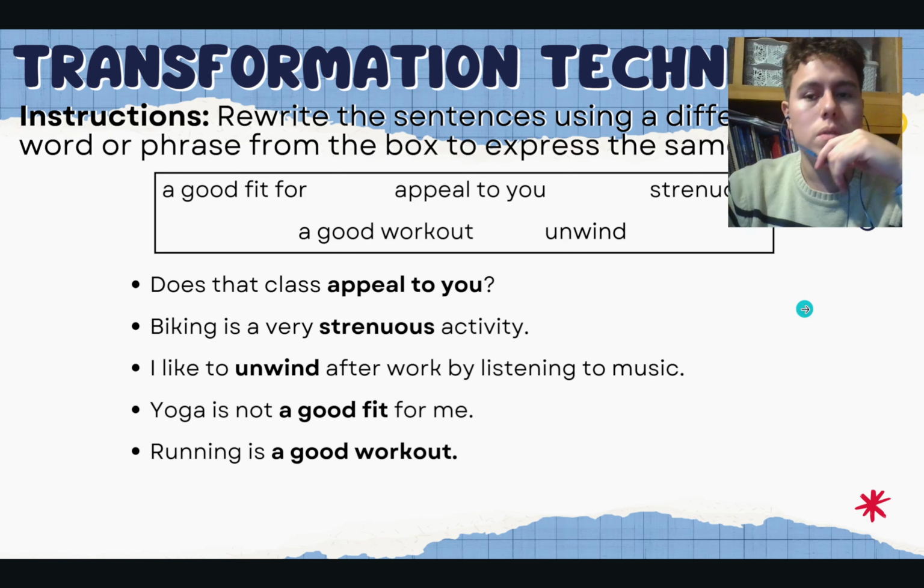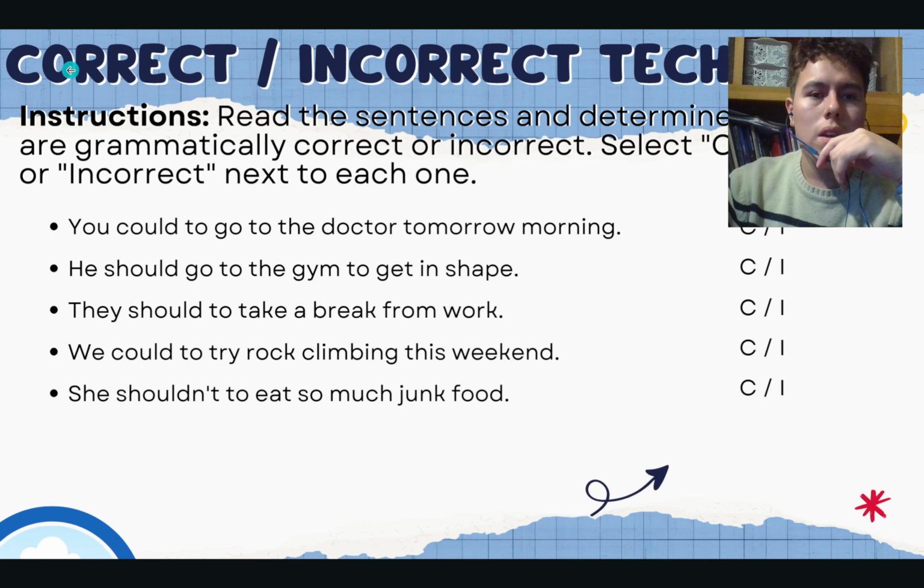challenge our students. And for the last part, the correct and incorrect technique. Instructions: read the sentences, and determine if they are grammatically correct or incorrect. Yes, we just have to select correct or incorrect. Well, I have to put this here, C for correct and I for incorrect. And again, these sentences are about the grammar that we saw in the book before, the correct or the incorrect structures.